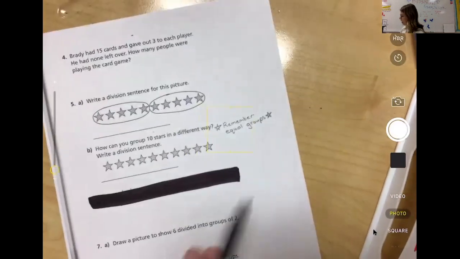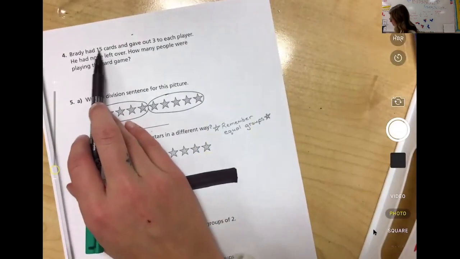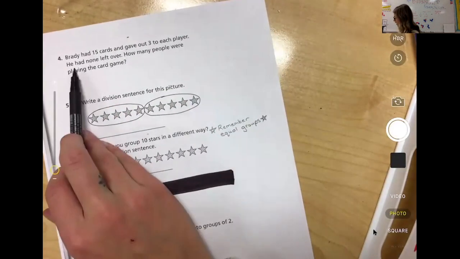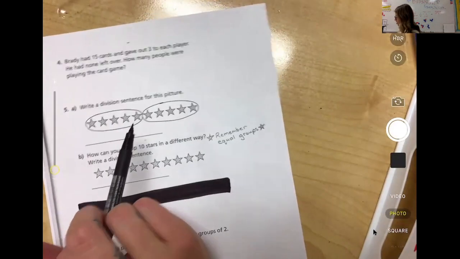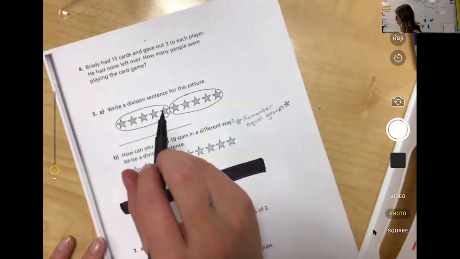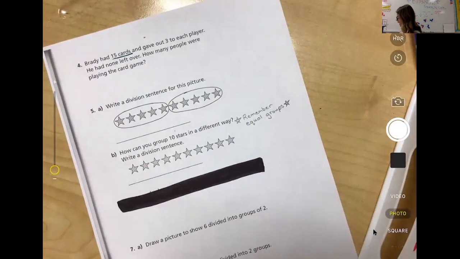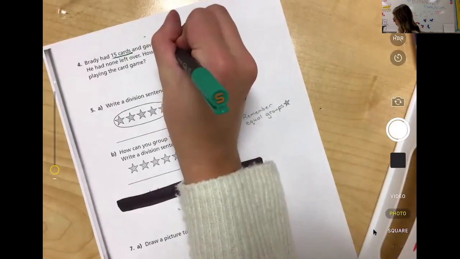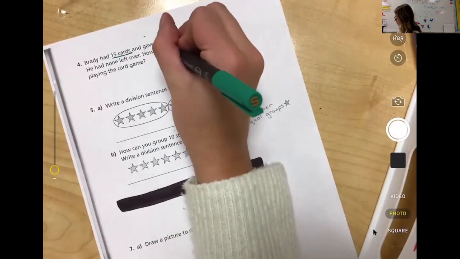That's okay. Now we're going to do a word problem again. Brady had 15 cards and gave out 3 to each player. He had none left over. So how many people were playing the card game? Think about it. What is your big all-together number? And how many are in the groups? It seems like there are 3 cards to each player, so 3 in a group.